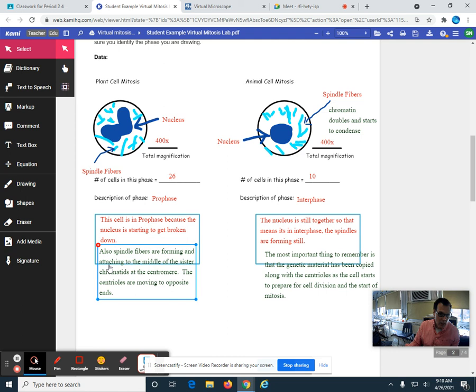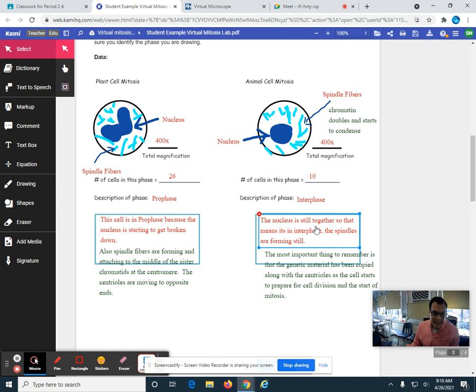I added some information in green throughout the lab here. So spindle fibers form, and they attach to the middle of the sister chromatids, which is not in the picture, but that's okay. The middle of the chromosome is called the centromere. The centrioles are moving to opposite ends. All of these other things happen during prophase.